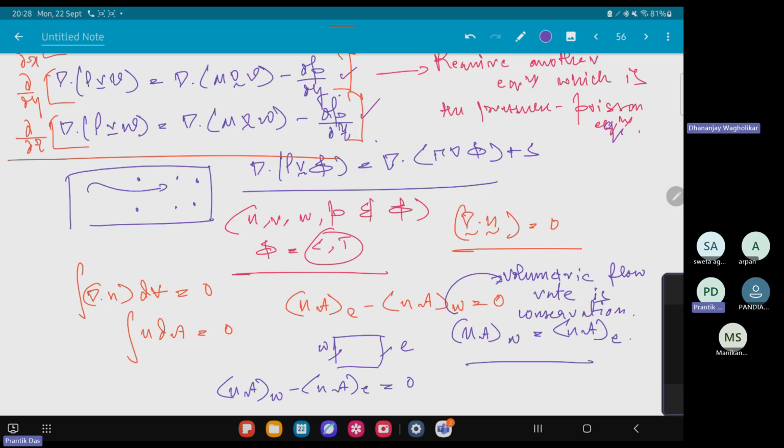Is it clear to all of you? So it's the continuity equation, right? It is the continuity equation, which is your volumetric flow rate conservation under the incompressibility condition. Is it clear to all of you?